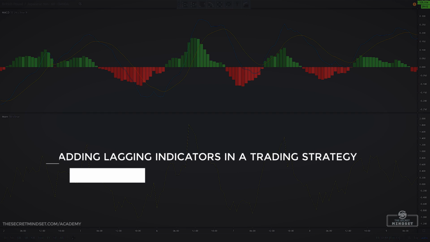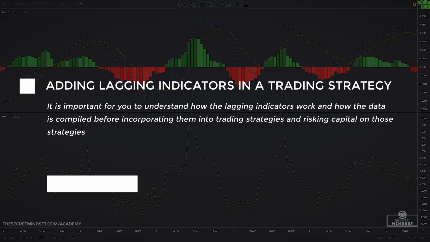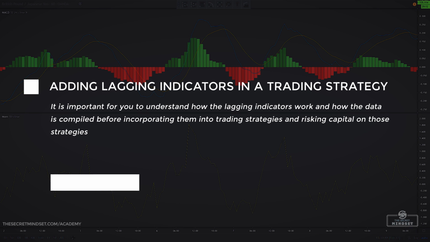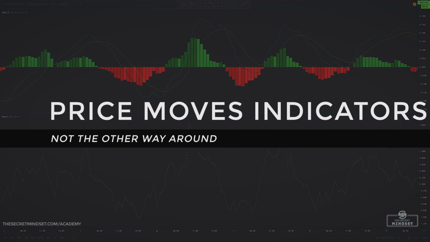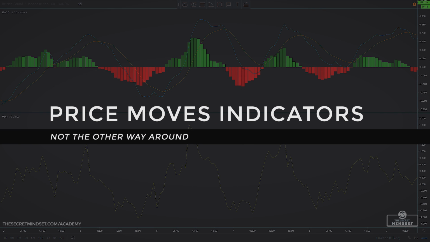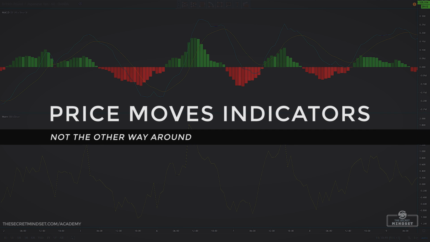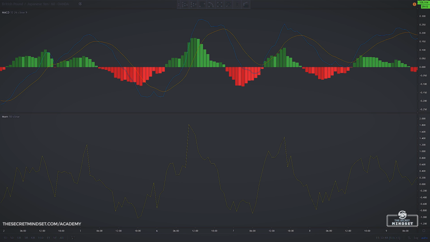It's really important for you to understand how lagging indicators work and how the data is compiled before incorporating them into trading strategies and risking capital on those strategies. Always remember that the price moves indicators, not the other way around. This is why they always look profitable when you look at them on the left side of the chart, when the price action has already unfolded.